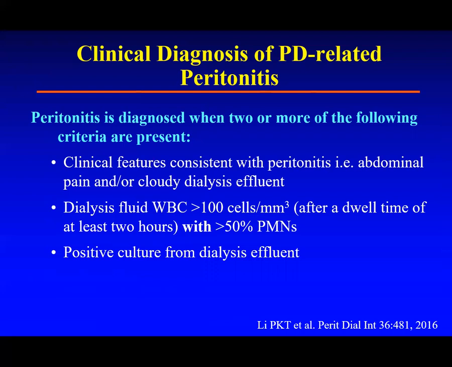Clinical features consistent with peritonitis, such as abdominal pain or cloudy dialysate; a dialysis fluid white count of at least 100 cells per cubic millimeter after a dwell time of at least 2 hours with at least 50% polys, both 100 cells and at least 50% polys; or number 3, a positive culture from the dialysis effluent. Note that any one of these alone is not sufficient grounds on which to diagnose the presence of peritonitis.